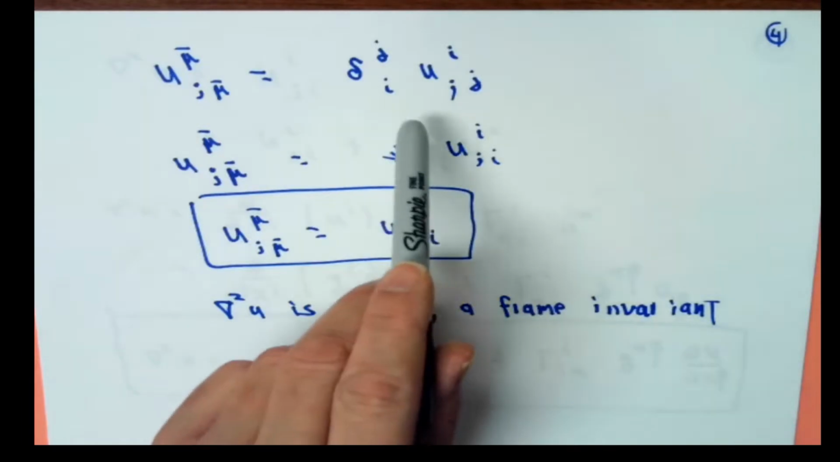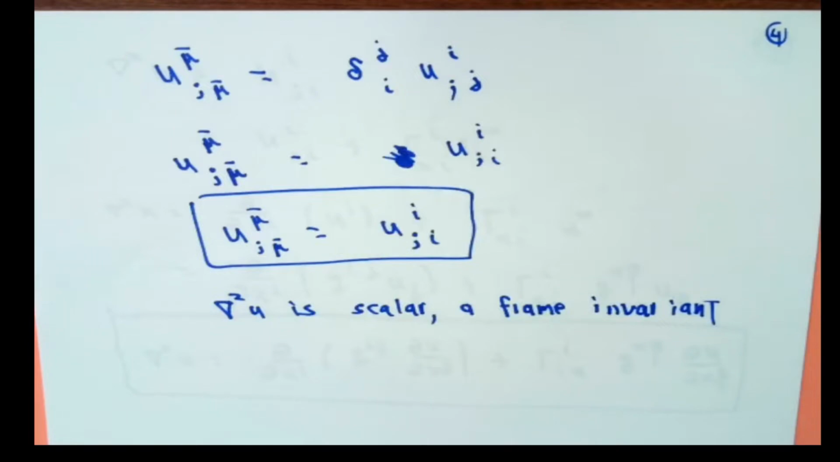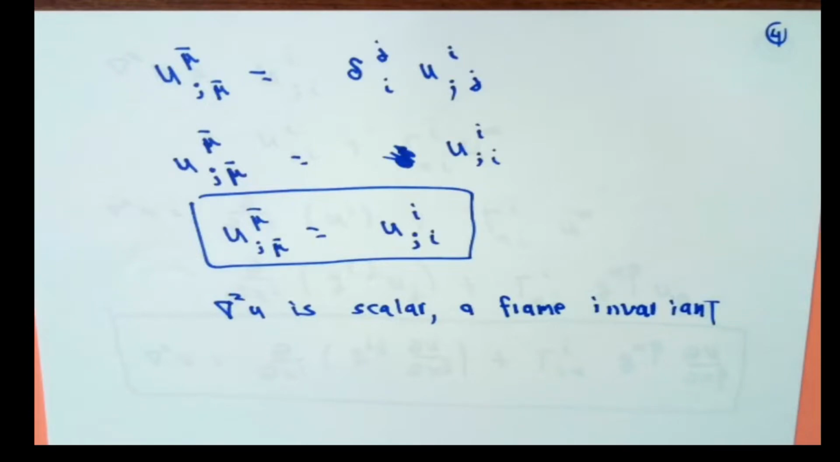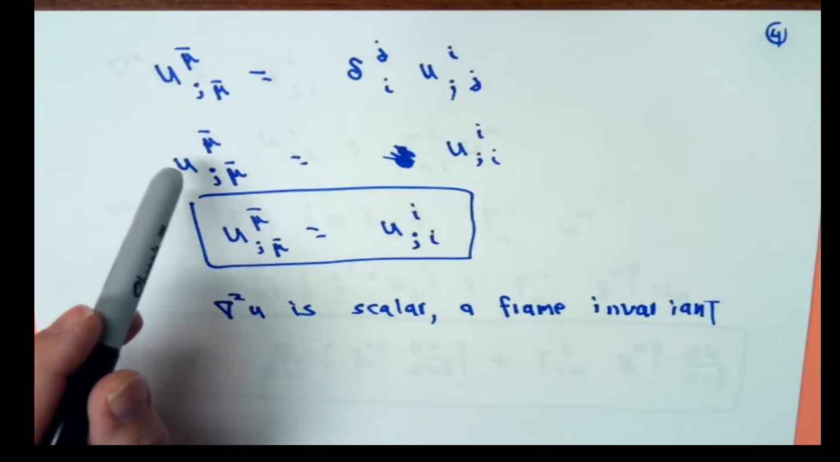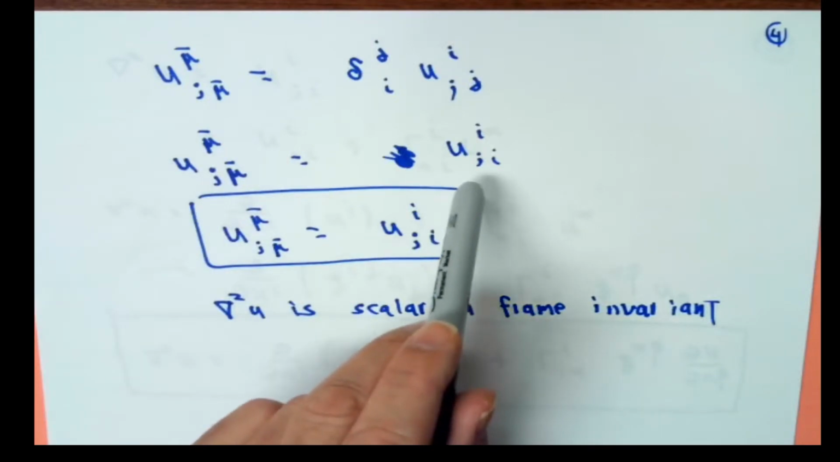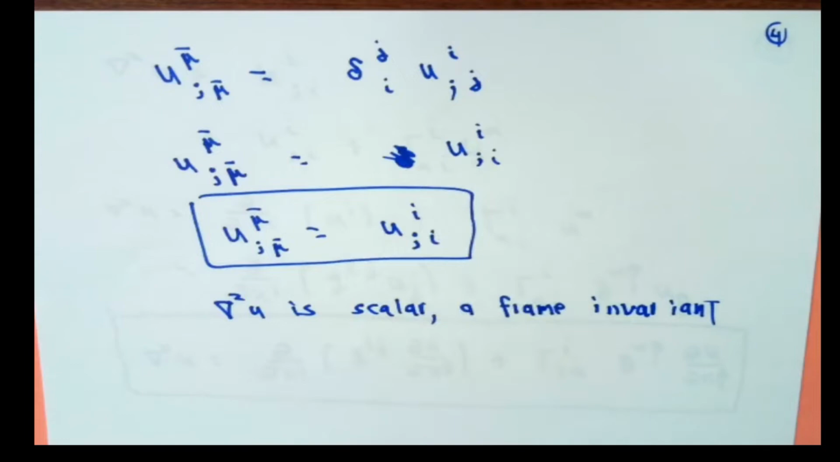Then in this expression, I could think of j as just being an index of summation. The only time that j is going to give me something different from 0 on the Kronecker delta is when j is equal to I. So u mu bar semicolon mu bar is the same as ui semicolon I, and this actually is frame invariant. The Laplacian of u is frame independent.